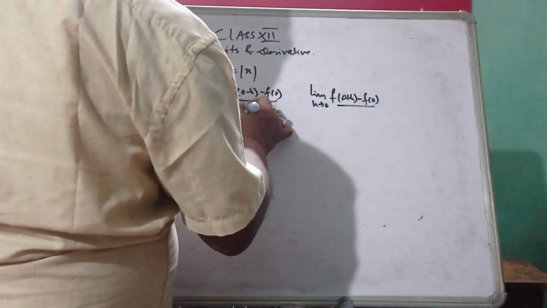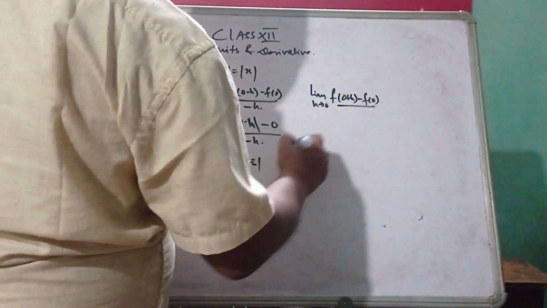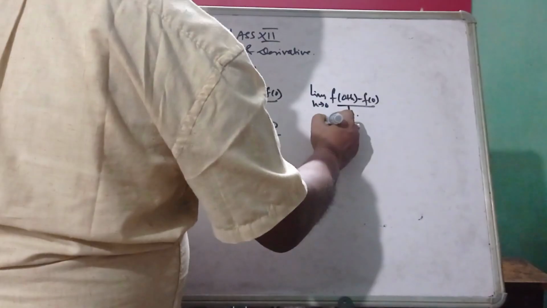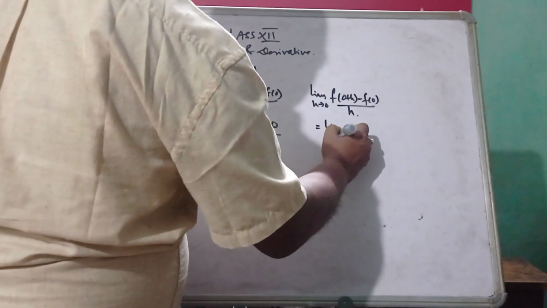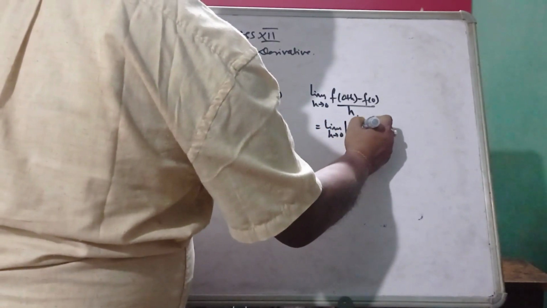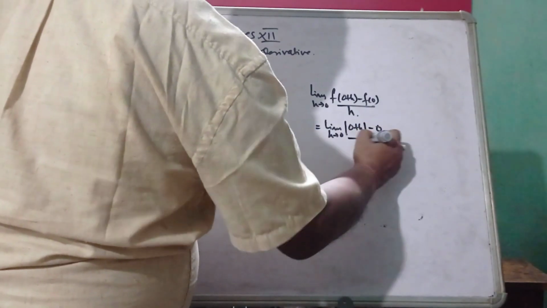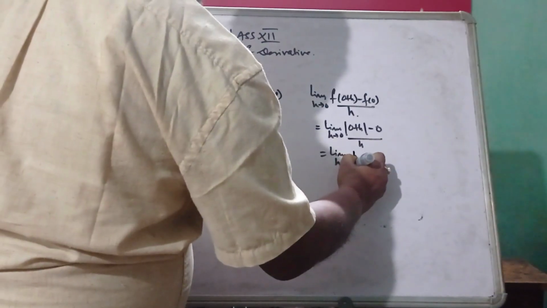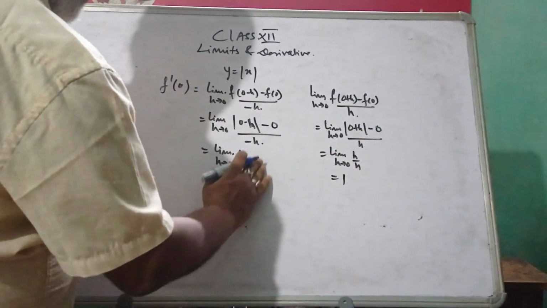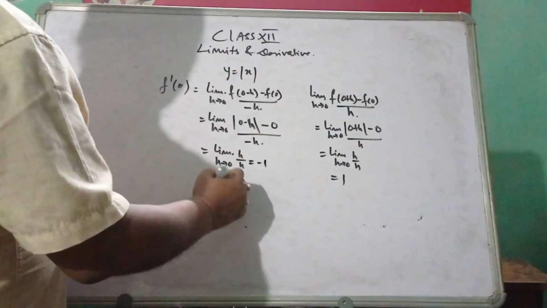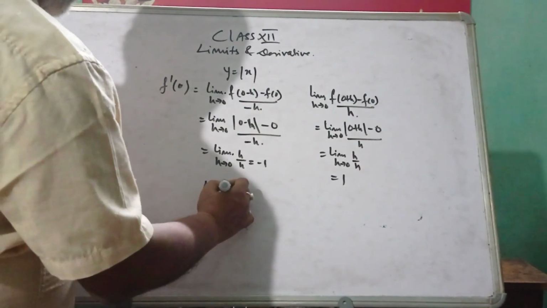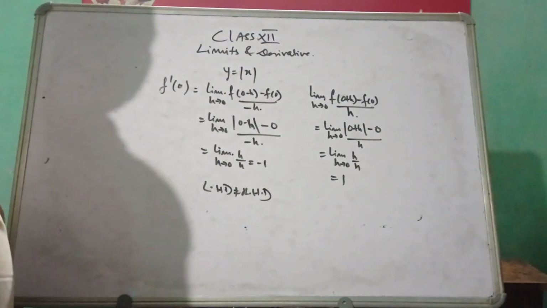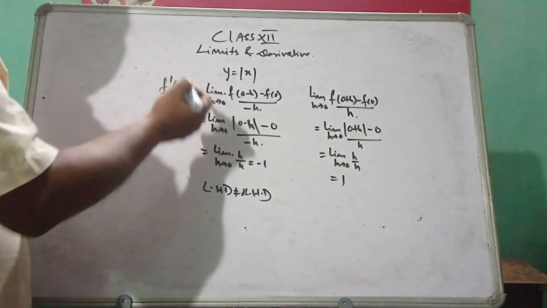And your right hand derivative, it is limit h tends to 0, f(0 plus h) minus f(0) by h. This is minus h for left hand derivative, and for right hand derivative it is plus h. So here this comes about limit h tends to 0, here 0 plus h, and this is 0 by h. So here this is limit h tends to 0, h by h. So this is 1. So here your answer is minus 1. So your left hand derivative is not equal to right hand derivative. So it is not differentiable at x is equal to 0.